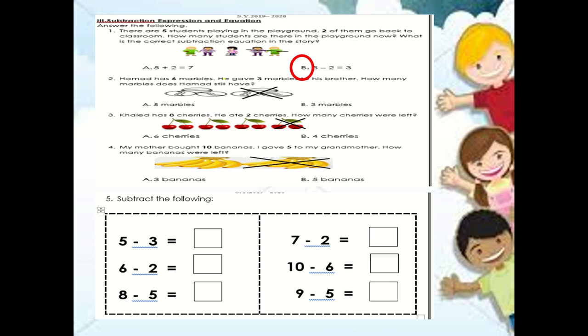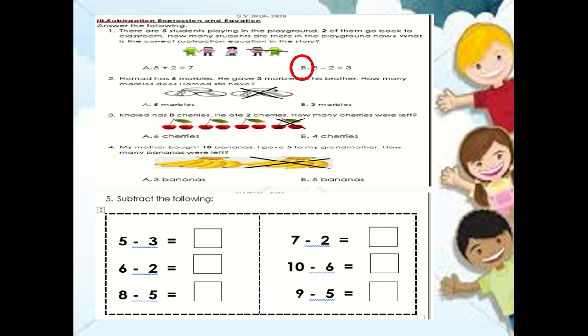Hamad has 6 marbles. He gave 3 marbles to his brother. How many marbles does Hamad still have? Look at the picture again. Is it letter A, 5 marbles, or B, 3 marbles? So please circle your answer. Number 3. Khaled has 8 cherries. He ate 2 cherries. How many cherries were left? Look at the picture. Is it letter A, 6 cherries, or B, 4 cherries? Please encircle your answer again.